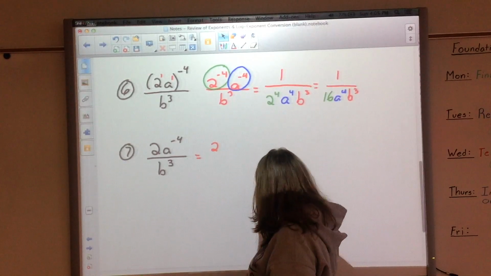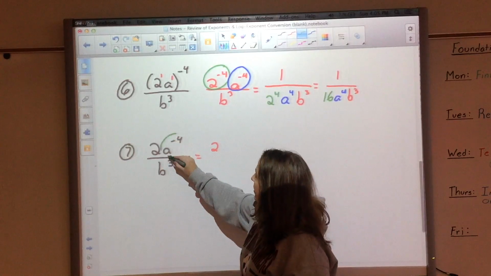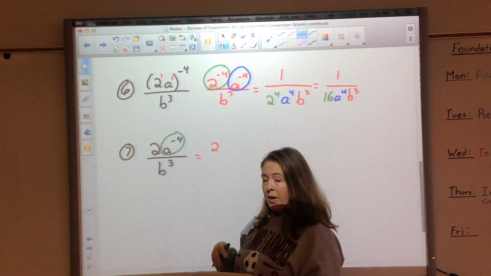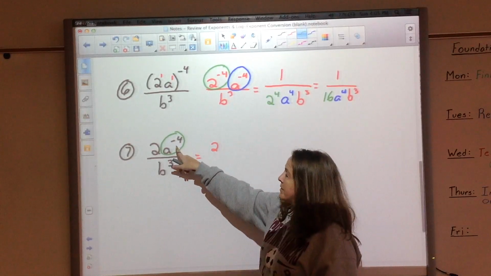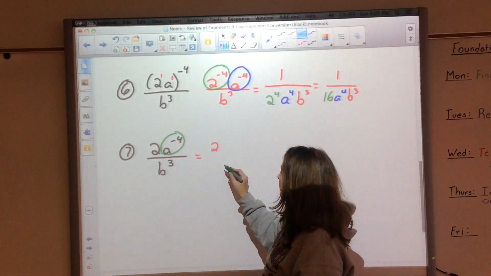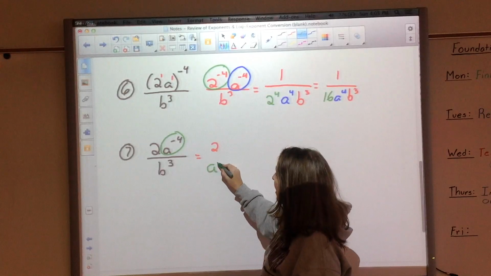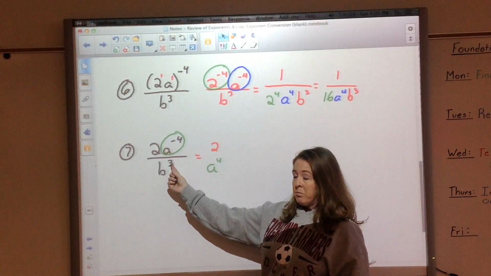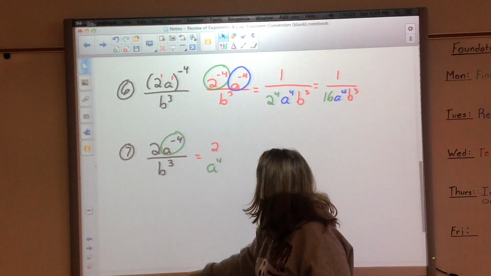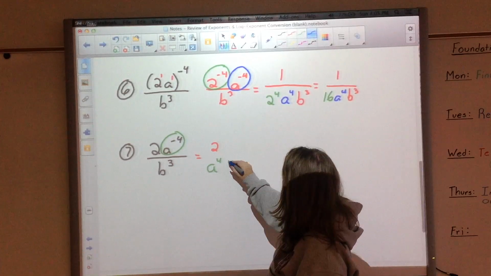But then we have this negative exponent. Remember, only the a is being raised to the negative 4th power, so only the a is going to move. So we're going to take it from the top to the bottom, which is going to give me a to the positive 4 in the bottom. B has no negative exponent, so it's fine to stay right where it is. So we're going to leave that down on the bottom.